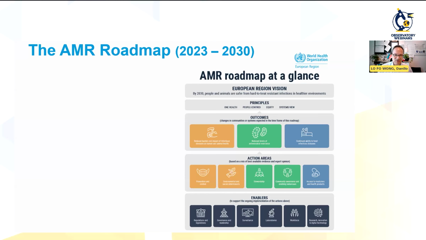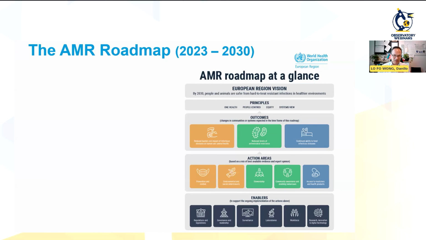Now, the first 2 action areas are related to prevention and control, but I guess very closely related to today's topic, environment and social determinants. The first one was prevention, the second one was control, with stewardship and community awareness and enabling behaviors. And finally, the last action area is related to access to medicines and health products, which include diagnostics, of course. And then we have the enabling areas such as regulation, legislation, governance, surveillance, and laboratories. Strong focus on workforce, but also research, innovation, and digital technology.